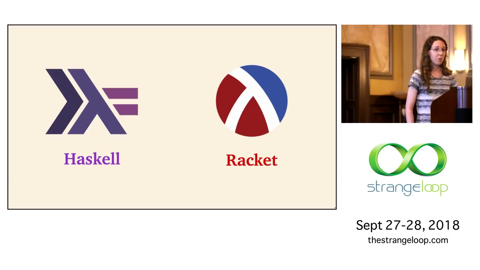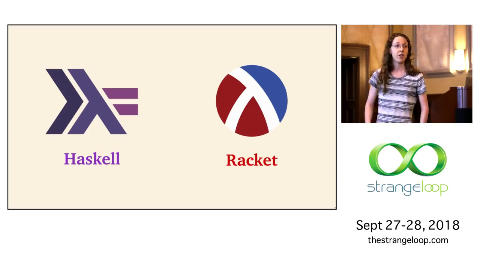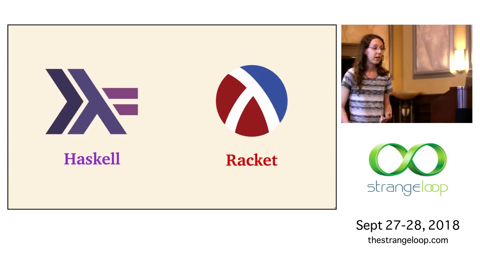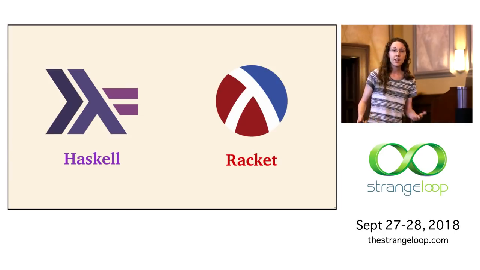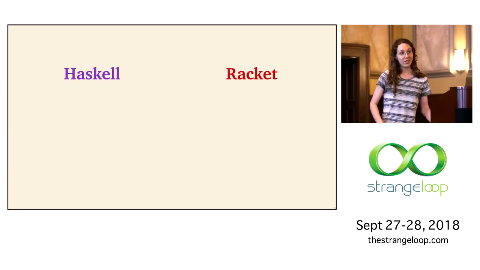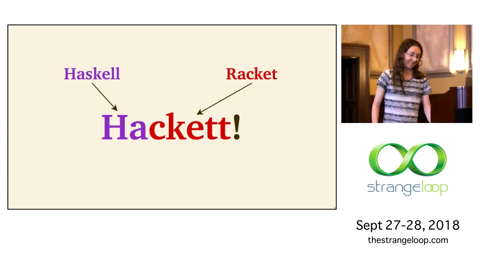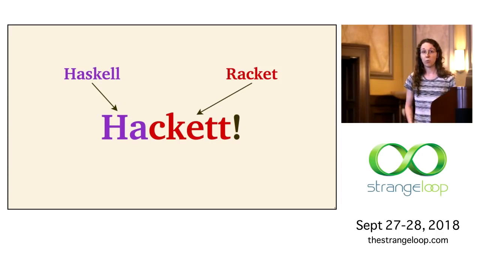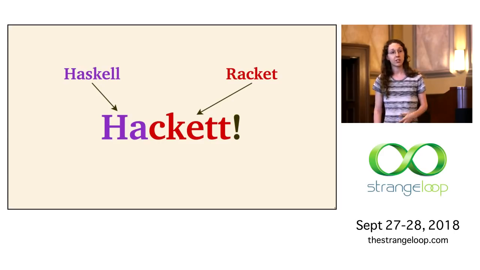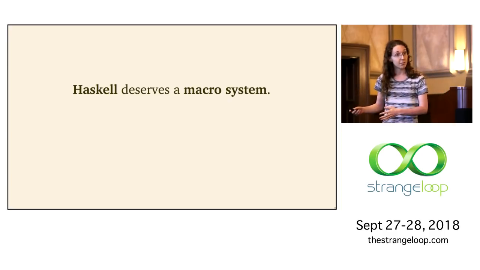What would happen is, when I was writing programs in Haskell, I would find myself wanting to have the macro system in Racket, and when I was writing Racket, I would want to have the nice type system from Haskell. So I said, well, why do I have to pick just one? Why can I not put them together and make a new programming language? That's what Hackett is about, and I'm going to explain over the course of this talk why I think that Haskell deserves a macro system and why specifically it deserves Racket's macro system.